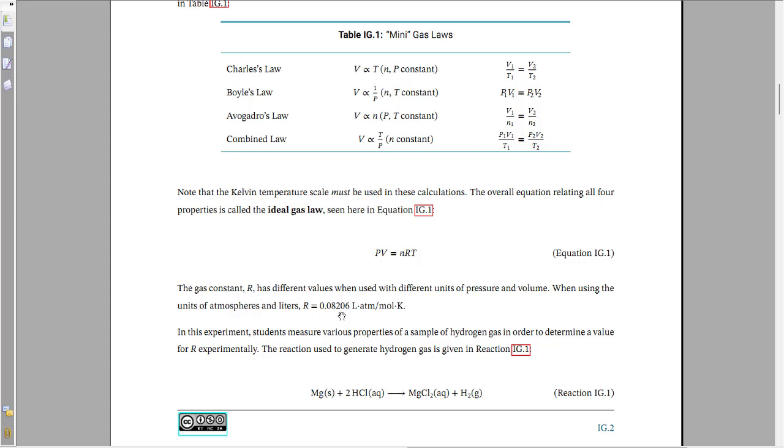Remember, if we had a different pressure unit here, if we were using the torr unit, this would be a different number, somewhere around 62. But in our case, we're going to be using these units of liters and atmospheres over mole Kelvin.